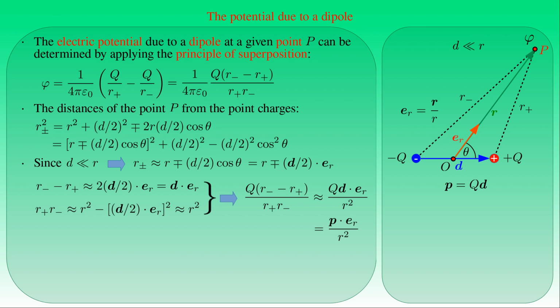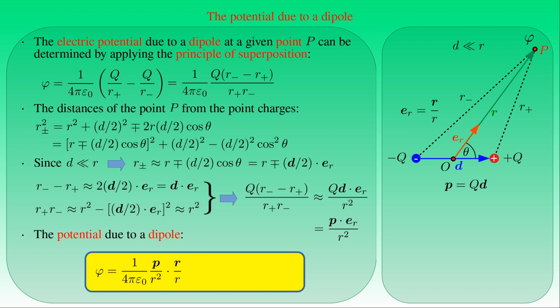As a result, the electric potential phi due to a dipole with the electric dipole moment p at the distance r can be written as 1 over 4 pi epsilon naught, times the ratio of the scalar product of the vector p over r squared and the position vector r divided by its length r. Since the scalar product of the dipole moment p and the unit vector er is equal to the magnitude of the vector p times the cosine of the angle theta between the dipole moment p and the position vector r, the electric potential can also be written as 1 over 4 pi times epsilon naught, times the ratio of p times cosine theta to r squared.